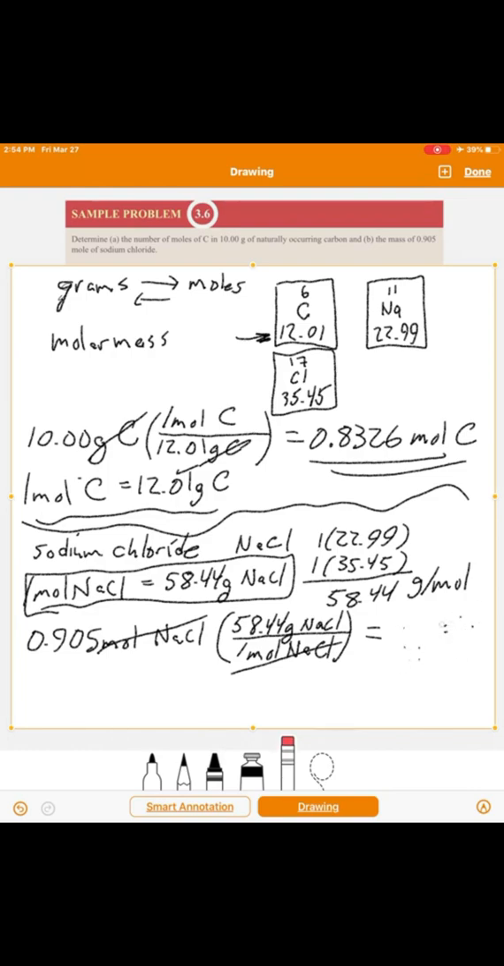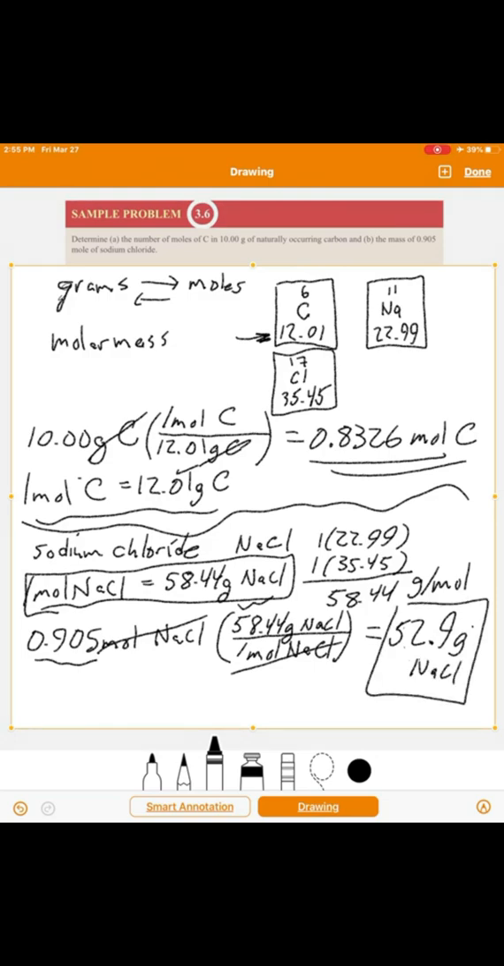How do I know that's an error? I got a small number, right? How is it that taking something that's close to 1, a little bit less than 1, and multiplying it by something that's in the 50s gives you a number less than 1? That can't happen. 1 times 50 would be 50. So we know this answer has to be greater than that. So 0.905 times 58.44, and we get 52.888. To 3 sig figs, that would be 52.9 grams of sodium chloride. So you can always catch your errors just by looking at the reasonableness of what you just did.